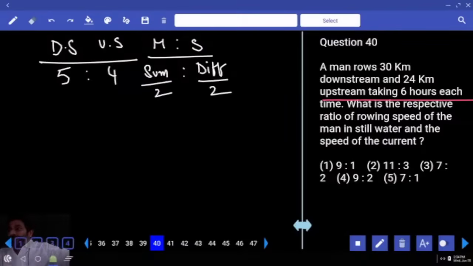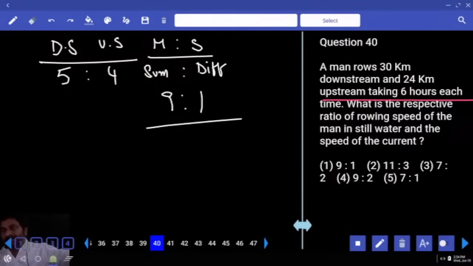If you want to calculate what is man speed, yes, you need to write sum by 2. If you want stream, difference by 2. If you want ratio, don't write by 2. Sum, difference. 9, 1, close.